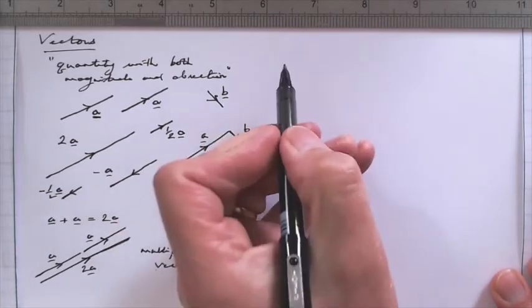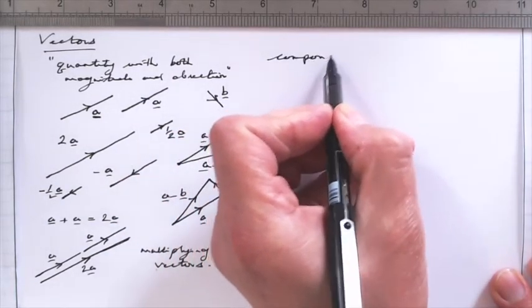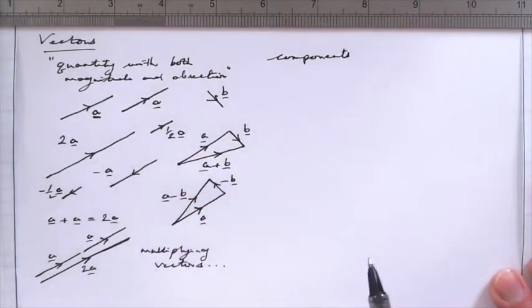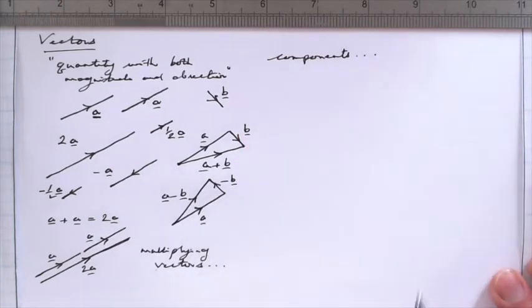So let's talk about components now, which is a kind of a way to start to get our hands on these vectors, because so far I've really just been drawing pictures, but we would like to maybe get a little bit more quantitative with these vectors and how we describe them.